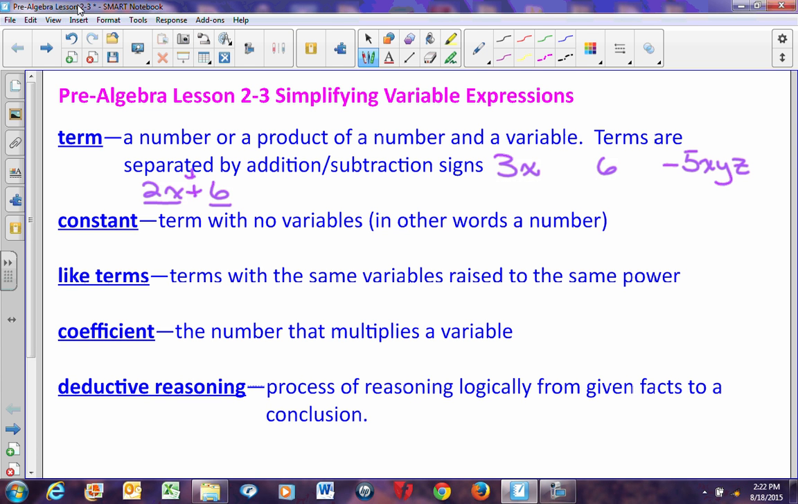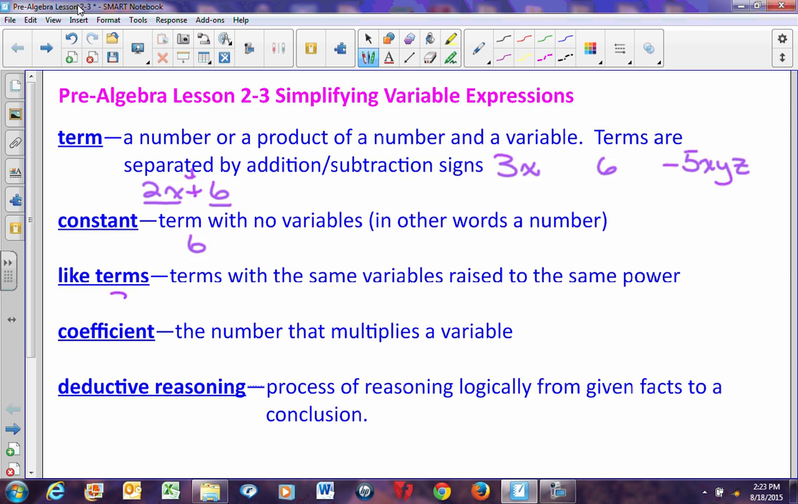A constant is a term with no variables. In other words, it's a number. So in the above example, 2x plus 6, 6 is a constant. Okay? Like terms are terms with the same variables raised to the same power.